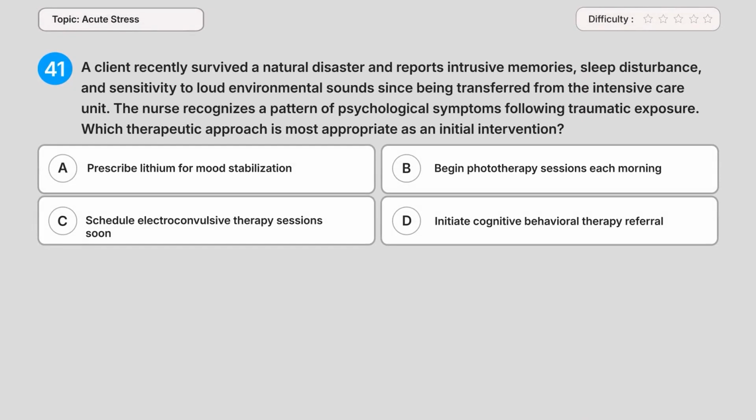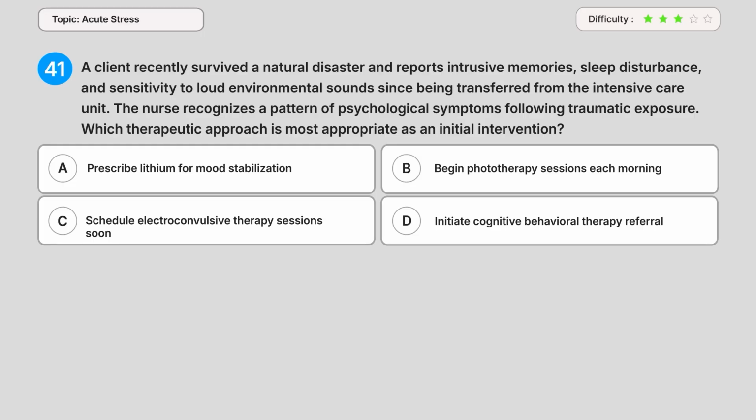41. A client recently survived a natural disaster and reports intrusive memories, sleep disturbance, and sensitivity to loud environmental sounds since being transferred from the intensive care unit. The nurse recognizes a pattern of psychological symptoms following traumatic exposure. Which therapeutic approach is most appropriate as an initial intervention?